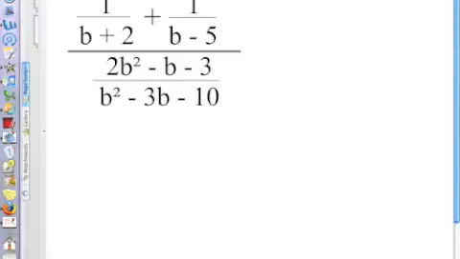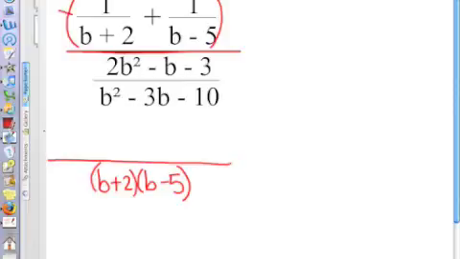And finally, as scary as this looks, we are simply adding two fractions and then dividing by another. To add two fractions, we must have a common denominator. For these two specific fractions, our common denominator is b plus 2 times b minus 5.